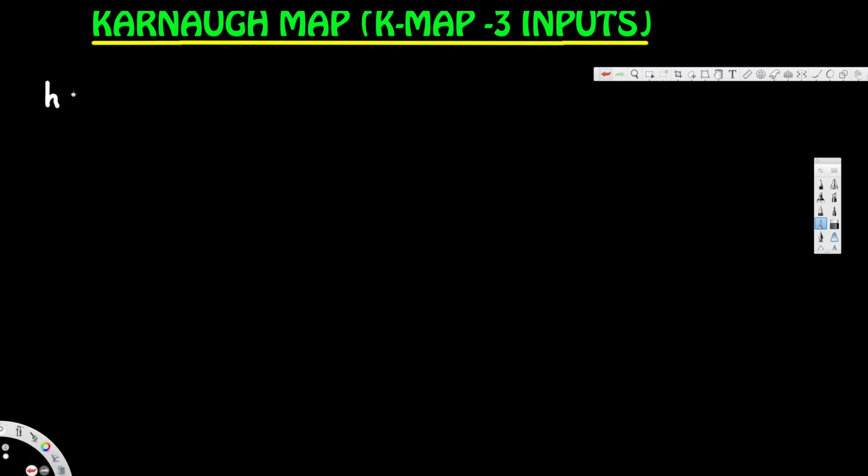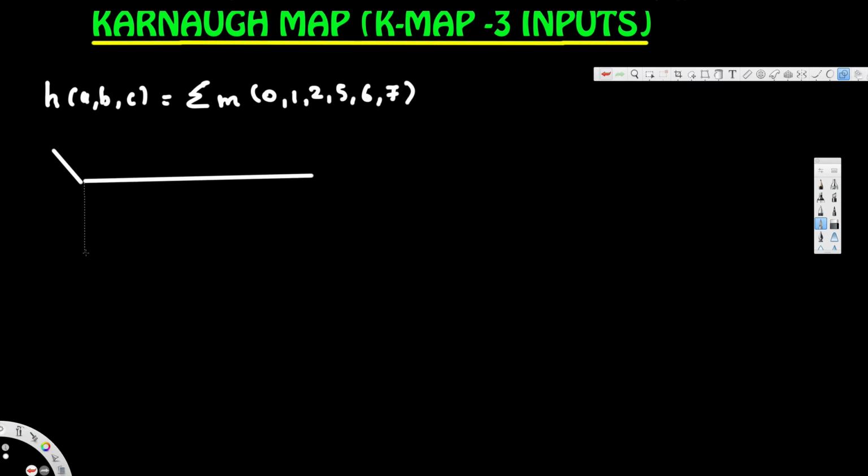Let's say we have a function h of a, b, c, and they have given the summation of min terms. That's given by 0, 1, 2, 5, 6, 7. So these are the locations where we have ones. Now let's go ahead and draw the K-map. Since we have three variables, we are going to have an 8-box K-map. Okay, so we are going to have a K-map like this.